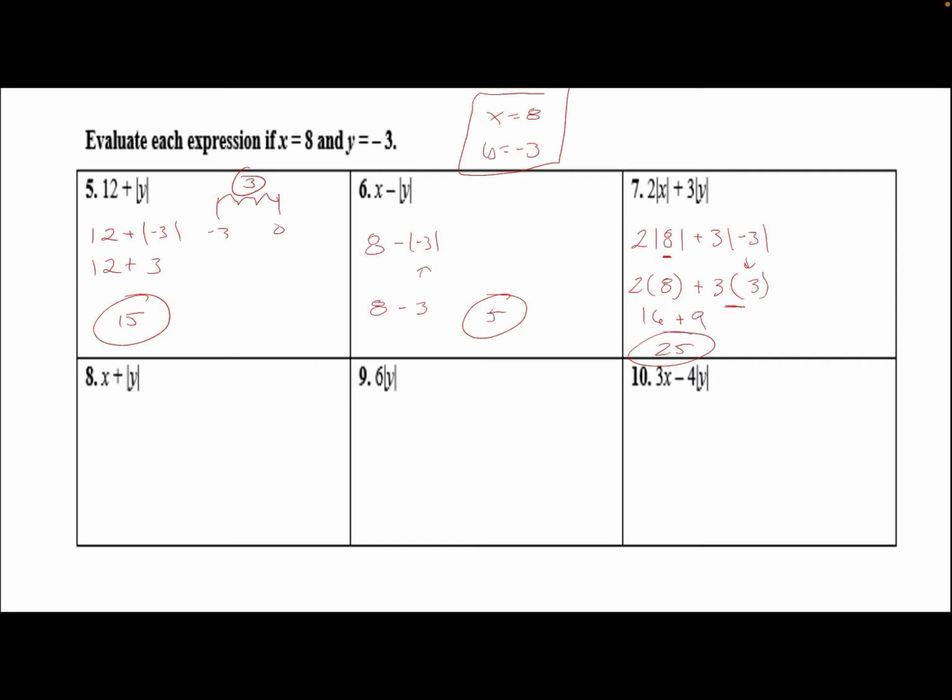Let's just do one more here. We've got 6 times the absolute value of y. So 6 times the absolute value of -3. Again, let's change our absolute value to an integer. In this case, it's going to be just 3. And 6 times 3 is 18.